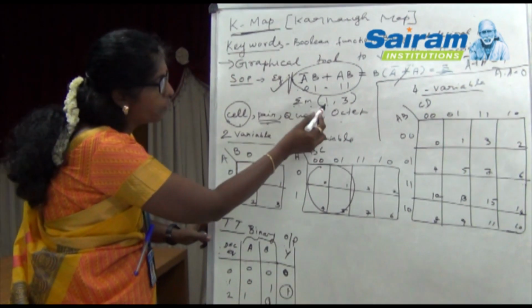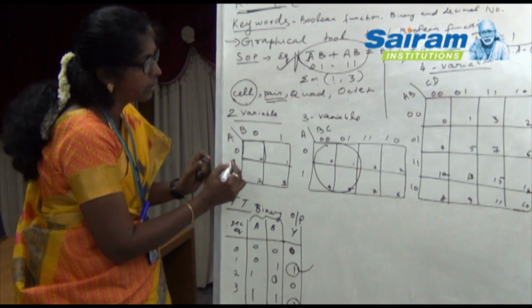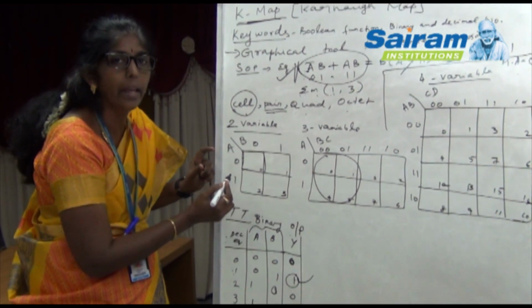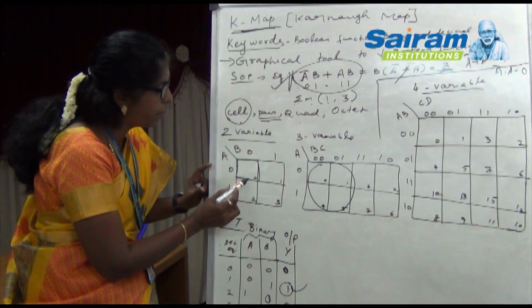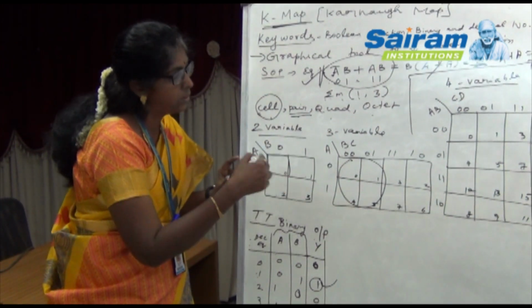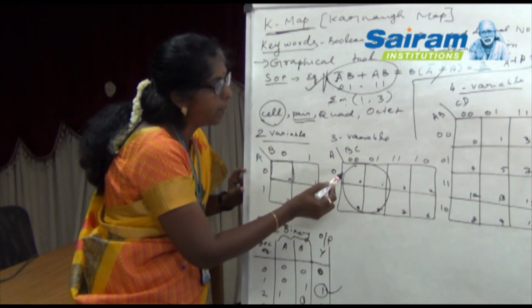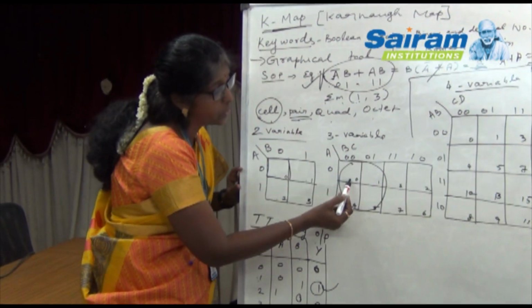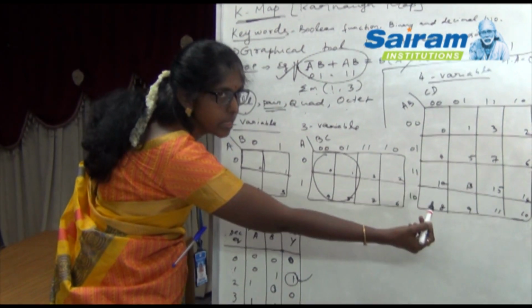So here for 1 and 3, first cell, see the numbering is different in the case of Karnaugh map. For a 2 variable Karnaugh map, we have to number the cells as 0, 1, 2, 3. For a 3 variable map A, B, C, we can number the cell numbers like 0, 1, not 2, 3, but 3, 2, then 4, 5, 6, 7.